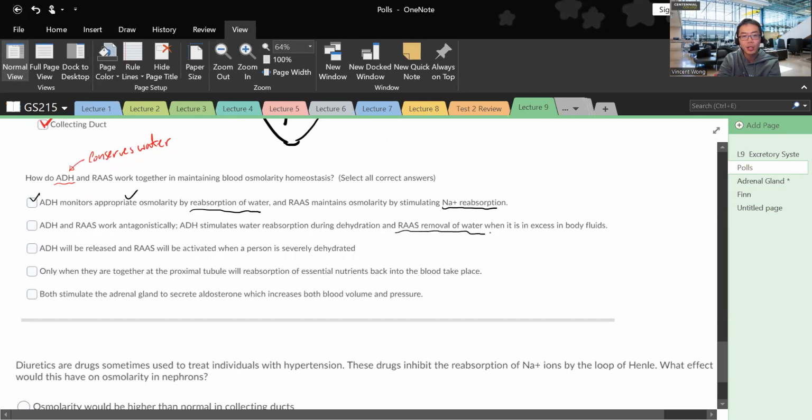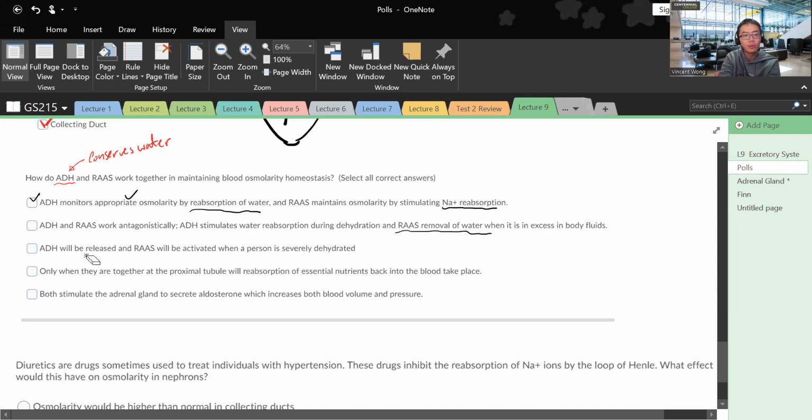The RAS does not remove water, right? RAS conserves water. Both RAS and ADH help conserve water to bring the blood pressure up. So this is not correct. And ADH is not antagonistic to RAS, right? ANH is the one from the heart.